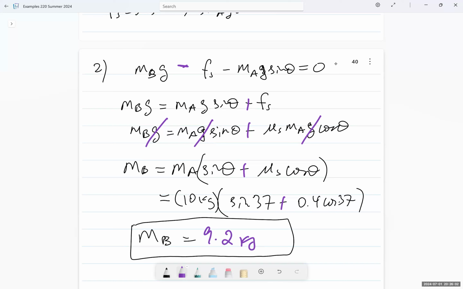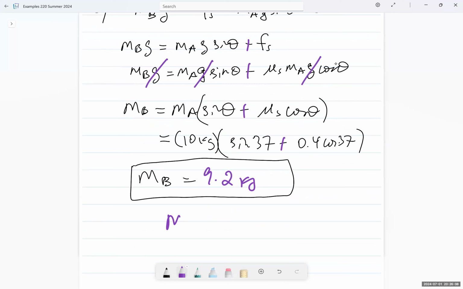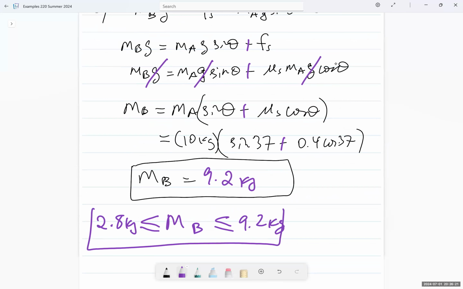Maybe not necessarily like the mass of B is greater, but assuming I did it correctly, basically it will be something like this. That means the mass of B can be greater than or equal to 2.8 kilograms, or less than or equal to 9.2 kilograms. For all of this range of values, your system can maintain the equilibrium.